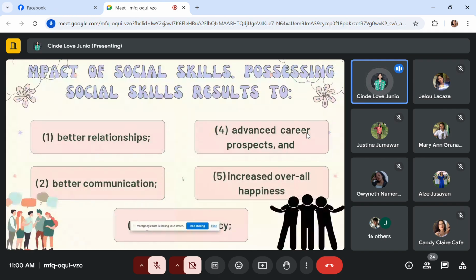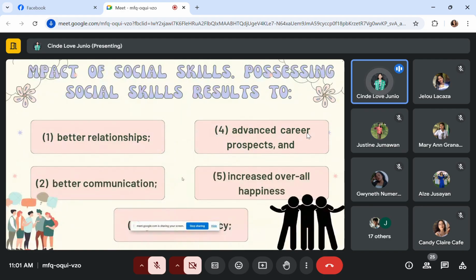So here are the impacts of social skills. First, possessing social skills results in better relationships. So you can make more friends and have stronger connections with family, classmates, and colleagues. And next is better communication. So you can express yourself clearly and listen to others effectively.